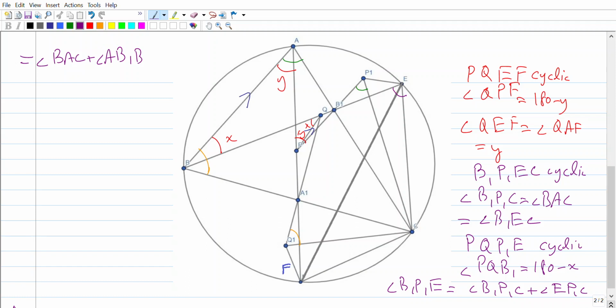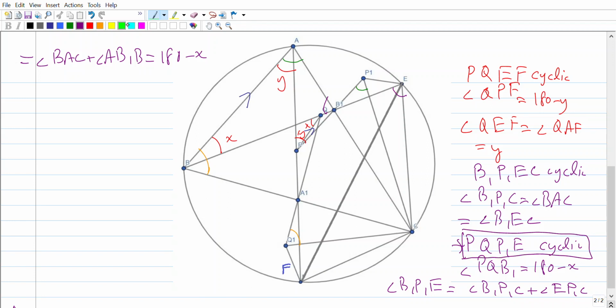So now we consider triangle AB1B. We have the sum of the two angles, angle BAC, which is the same thing as the green angle, and angle AB1B, this angle over here. That's just equal to 180 minus X, because the sum of the angles in a triangle is 180. So as desired, we have proved that the two angles are equal, which means that this is true.